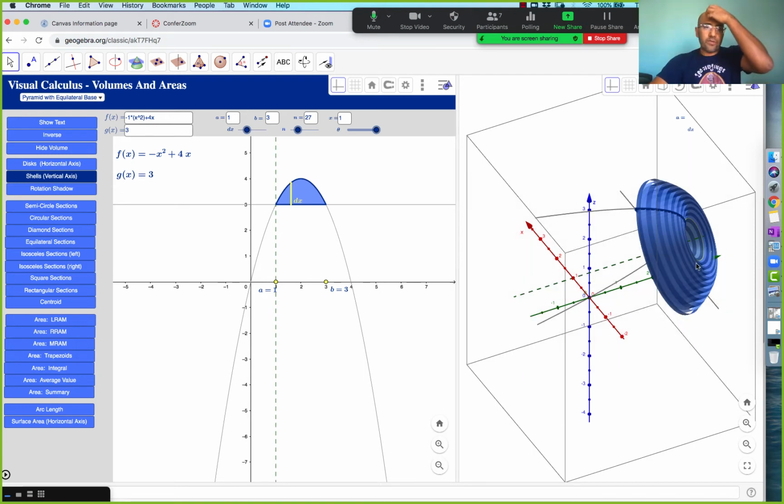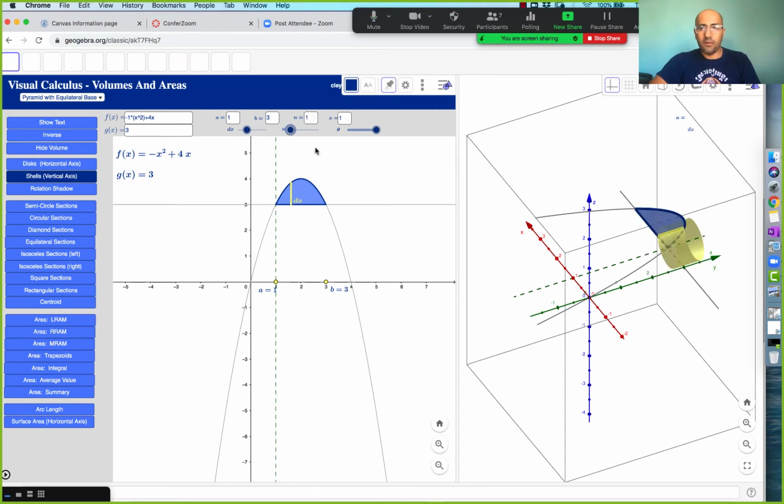Okay, so now we're doing this by the method of shells. So let's see if I can highlight a shell. Does it look better if I do this? So there's one shell, right there. And as I go through my little section, we see the different kinds of shells that we're going to get.